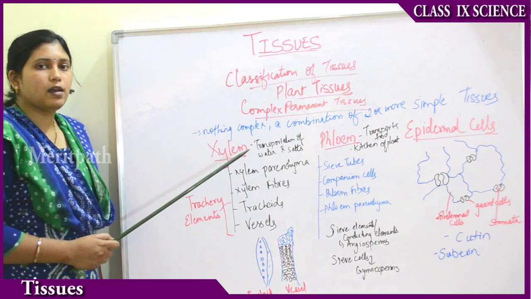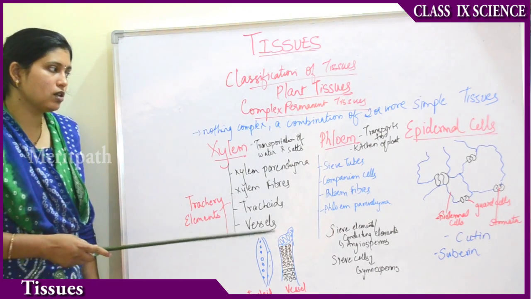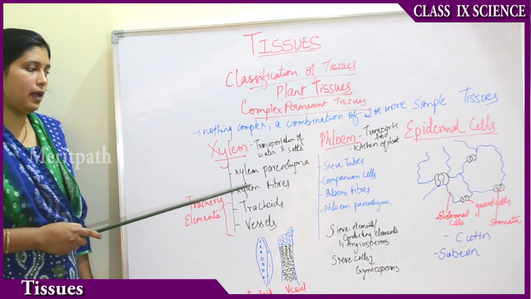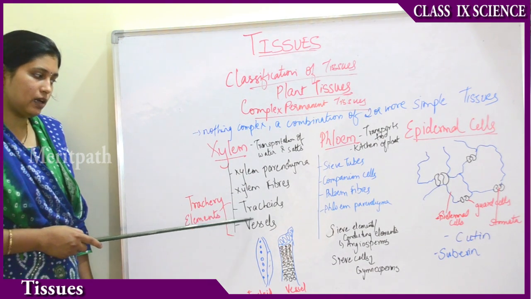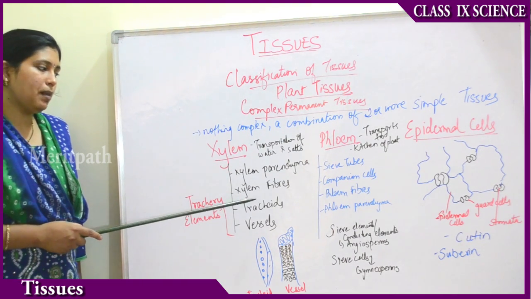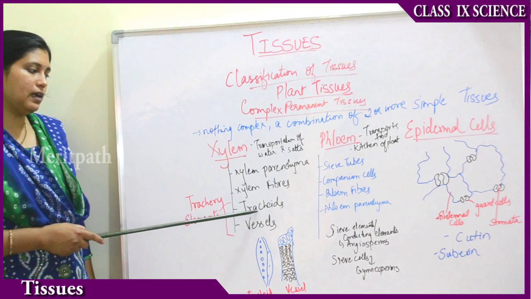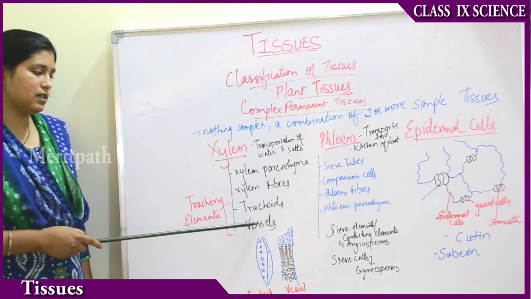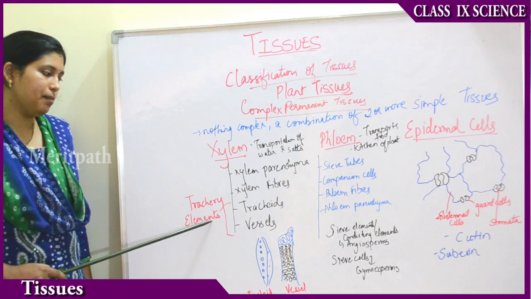So what does xylem constitute? Xylem is composed of four types of cells: xylem parenchyma, xylem fibers, tracheids and vessels. Tracheids and vessels together constitute tracheary elements.